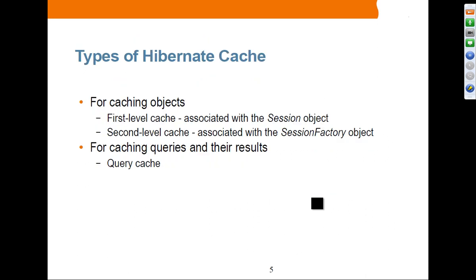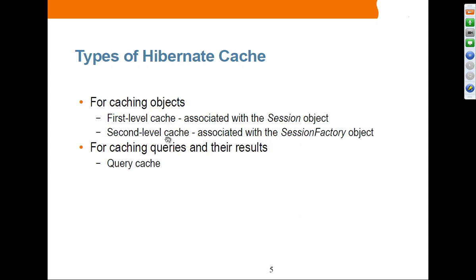Okay, types of Hibernate cache. For caching, there are two different categories. One is for caching objects, and the other one is for caching a query and its result. For caching objects, there are two different types: first level cache and second level cache. The first level cache is associated with the session object, while the second level cache is associated with the session factory object. I'm going to talk about the differences between these two in the following slide. By the way, first level cache is enabled by default, and I don't think there is a way that you can turn it off.